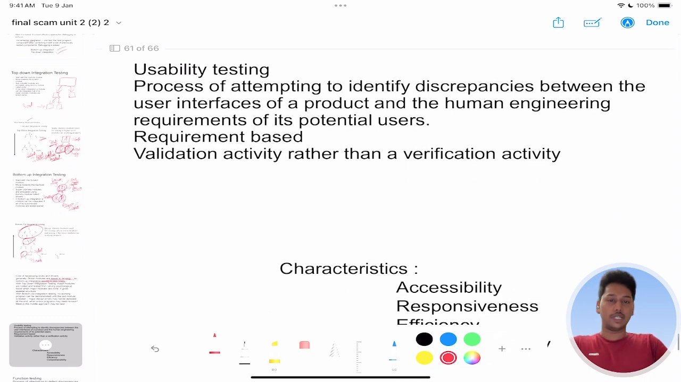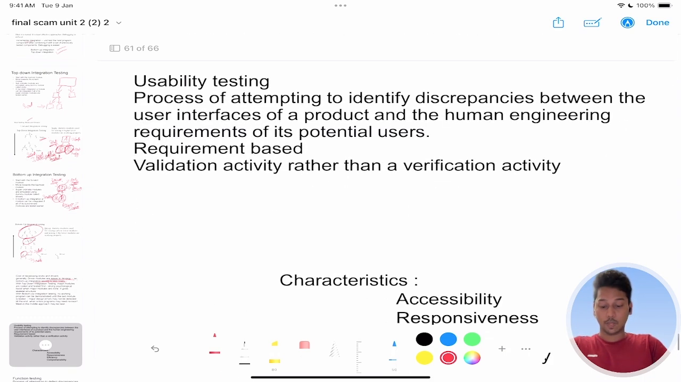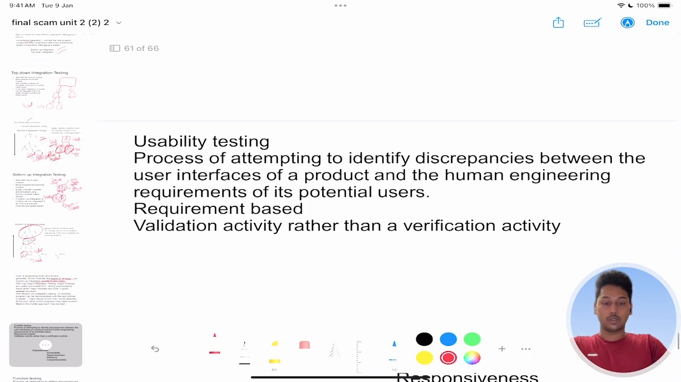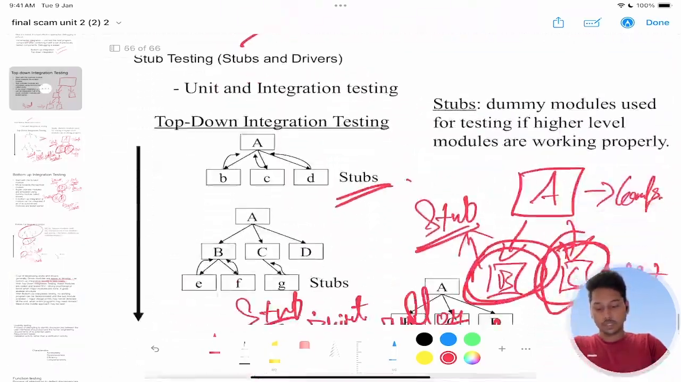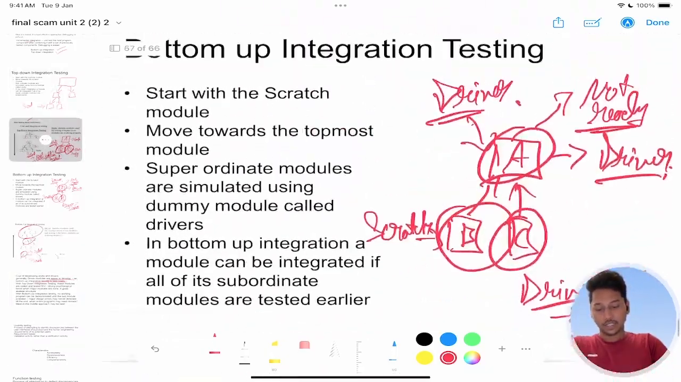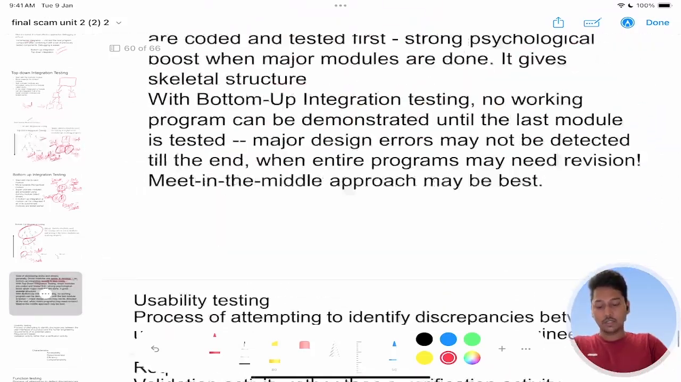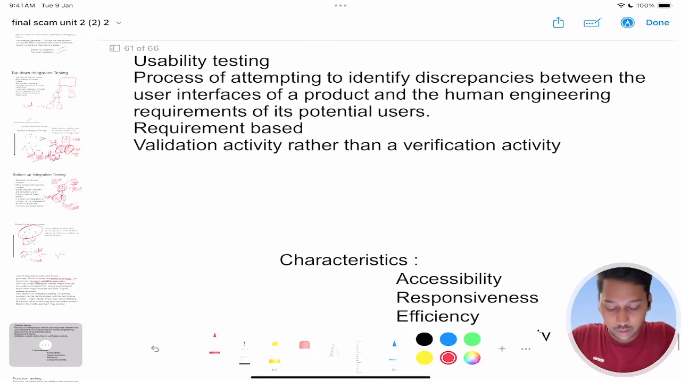And then comes usability testing. This is high level testing. There are two types of testing: lower level and high level. Lower level includes unit testing and then integration testing. High level includes usability testing. First, we'll discuss usability testing.